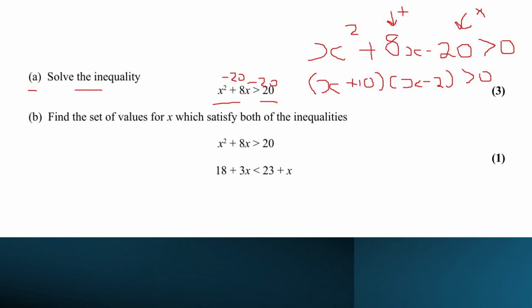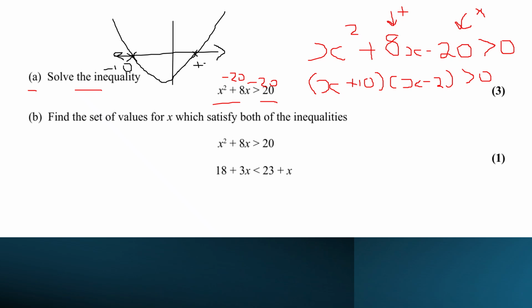What's next? Well, we want to know when this quadratic is bigger than 0, i.e. when is it greater than 0? Our x-intercepts are going to be minus 10 and 2. Again, this is a rough sketch, not perfect. So minus 10 and positive 2.